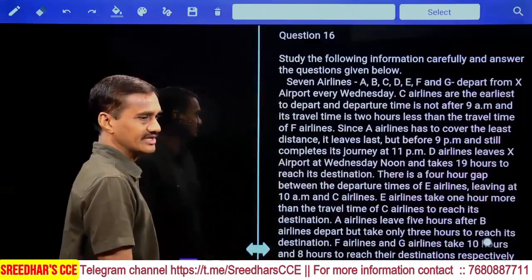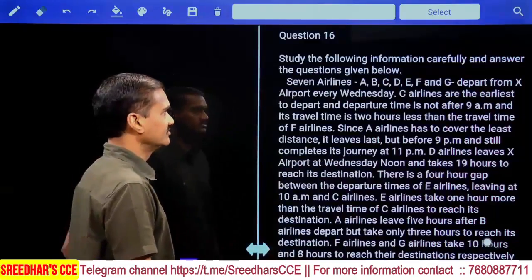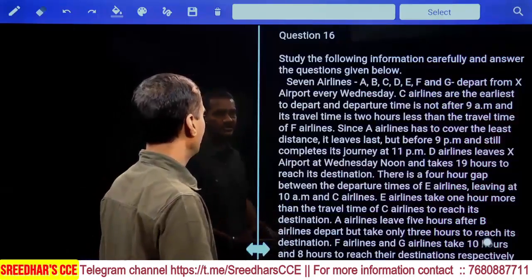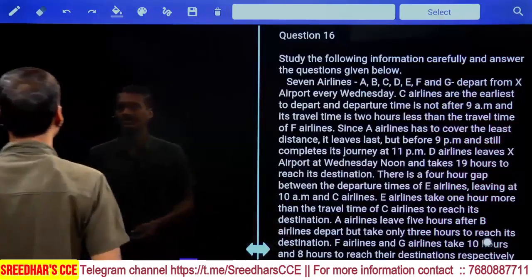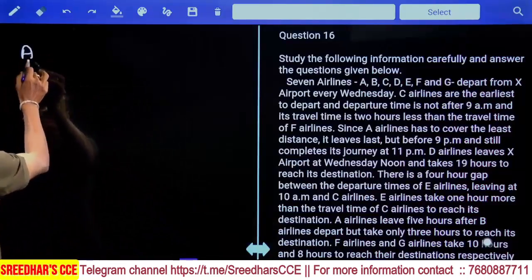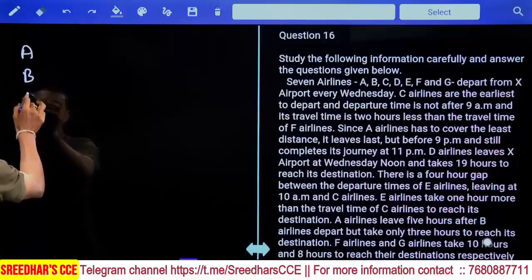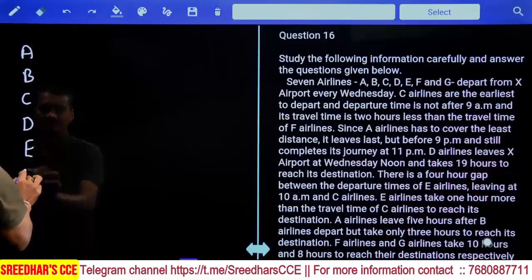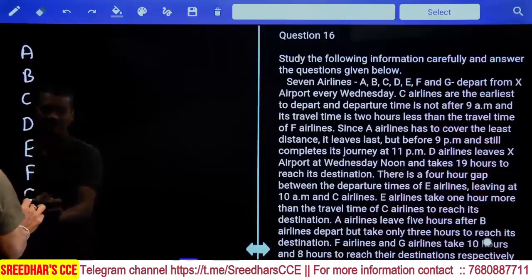Seven airlines were there. What are those airlines? A, B, C, D, E, F, G are the airlines that depart from X airport every Wednesday. Every Wednesday, these 7 depart from X airport. Now, let us write down the flights like this: A, B, C, D, E, F, G. These are the 7 flights we have.